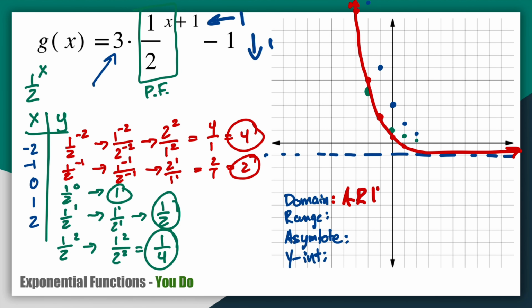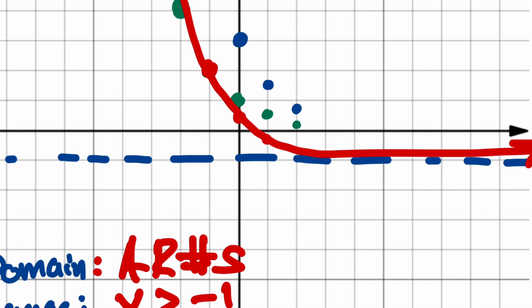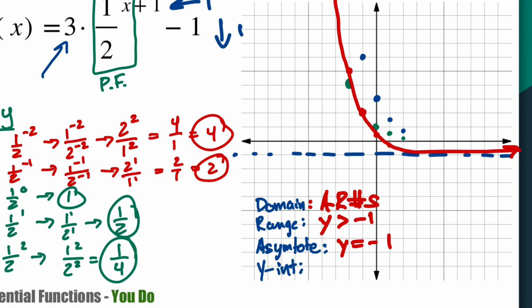All real numbers. We're forever going to the left and right. Range, we move down, so we have all the way down to -1. We're still above it because we didn't reflect, so y is greater than -1. Your asymptote is y is equal to -1. And your y-intercept, this one's easier to observe, right? We could see it right here. It was at the half before, it went down to a half again, so it is 0, 0.5.